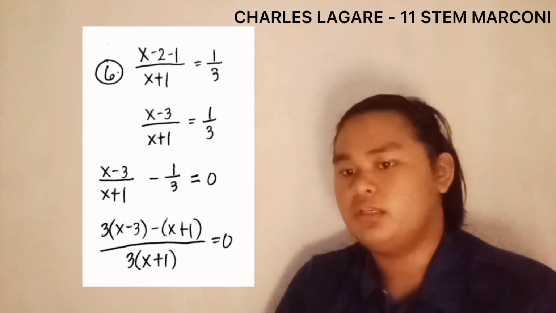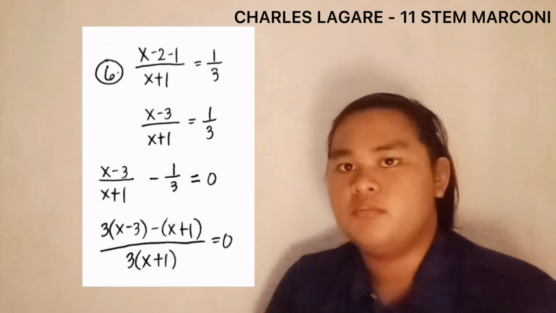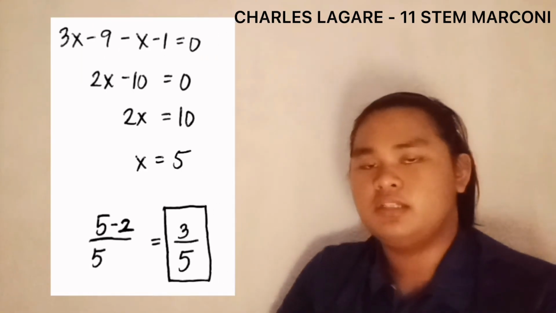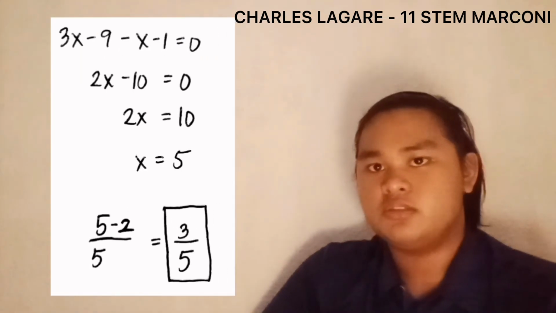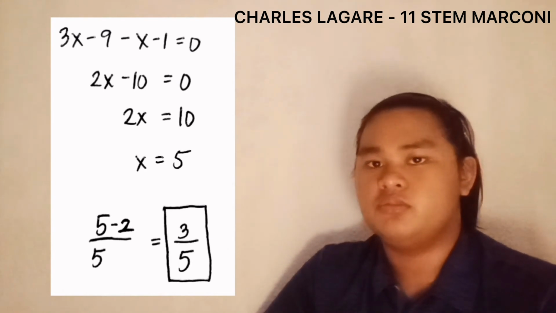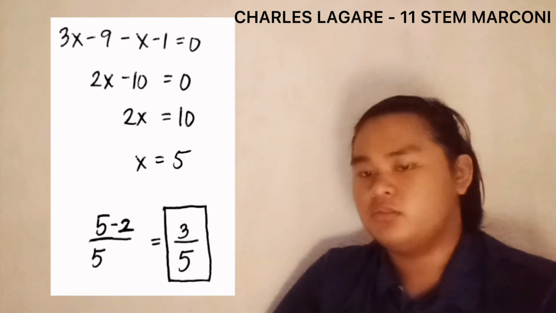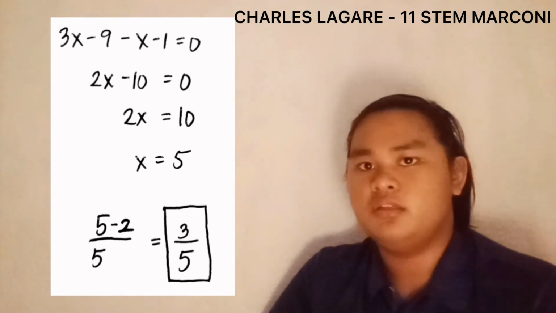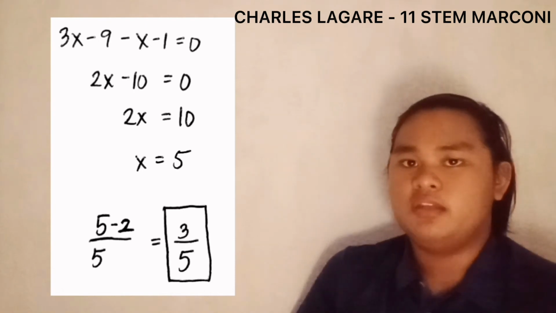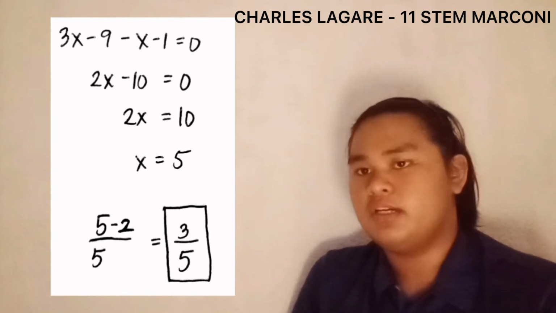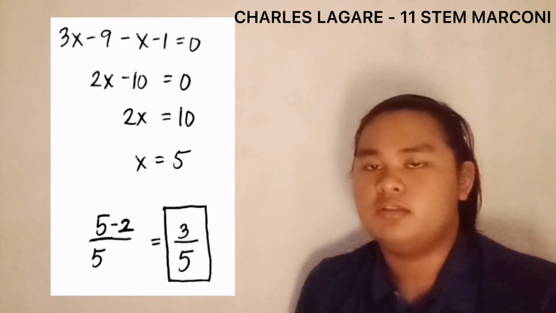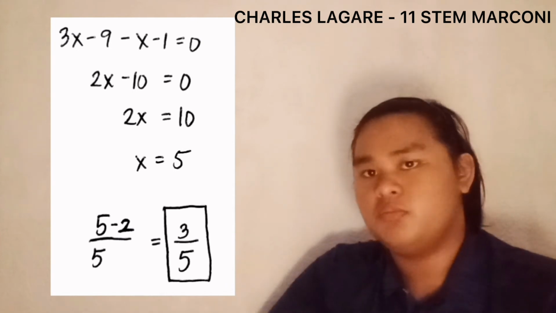Then the numerator will be 3 times x minus 3 minus x plus 1. And then you multiply it. You simplify further the numerator, so it will become 3x minus 9 minus x minus 1 is equal to 0. And then combine the like terms again, so 2x minus 10. And then we transpose negative 10, so it will become positive 10. So 2x is equal to 10, then simplify. So 2x divided by 2 is equal to x, then 10 halves is equal to 5. So the x will be 5.